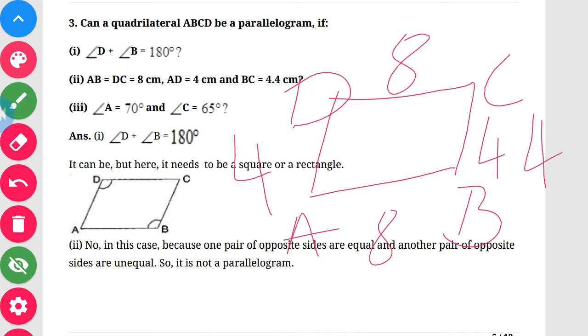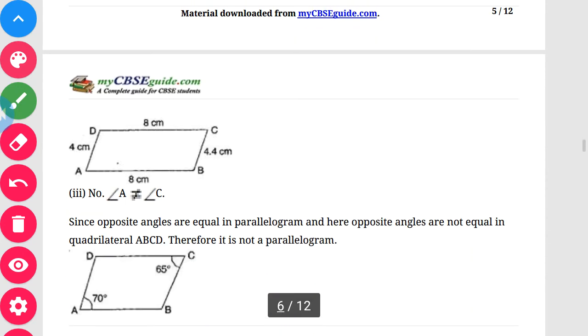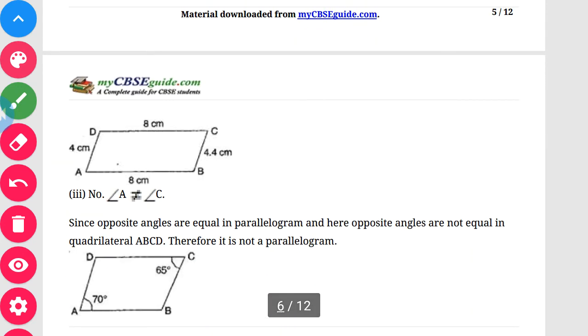Is it a parallelogram? See, we know one property, that opposite sides are parallel and opposite sides are equal. But here, if you just see, AD is not equal to BC. So I don't think this is a parallelogram. Let us see. See here, angle A is not equal to angle C, because the variation comes when AD is not equal to BC.